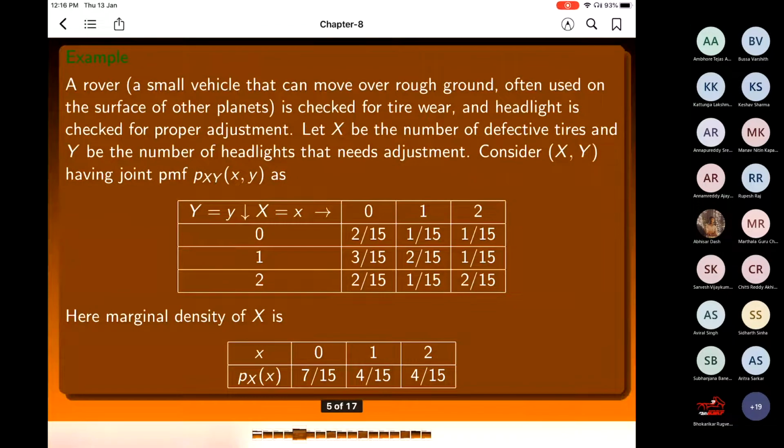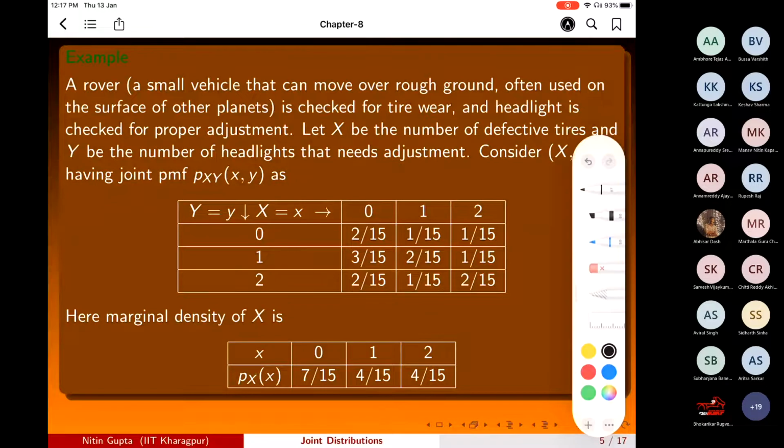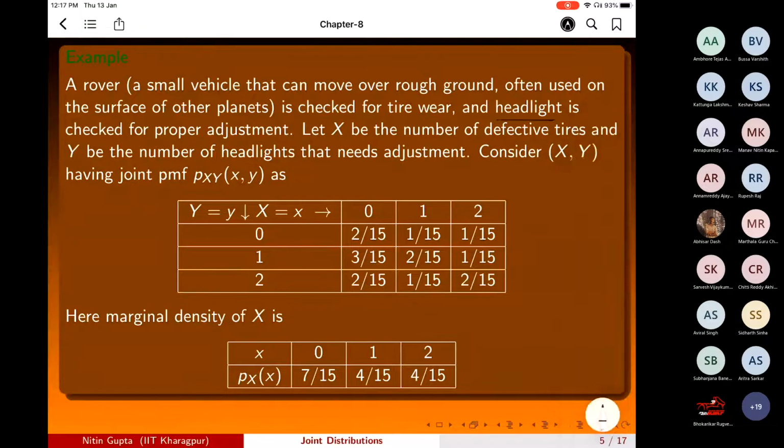For example, as in the previous example, we take a rover, a small vehicle that can move over rough ground, often used on the surface of other planets. It is checked for tire wear, and the headlights are checked for proper adjustment. Let X be the number of defective tires and Y be the number of headlights that need adjustment. Then (X, Y) have a joint probability mass function, let us say given by this.